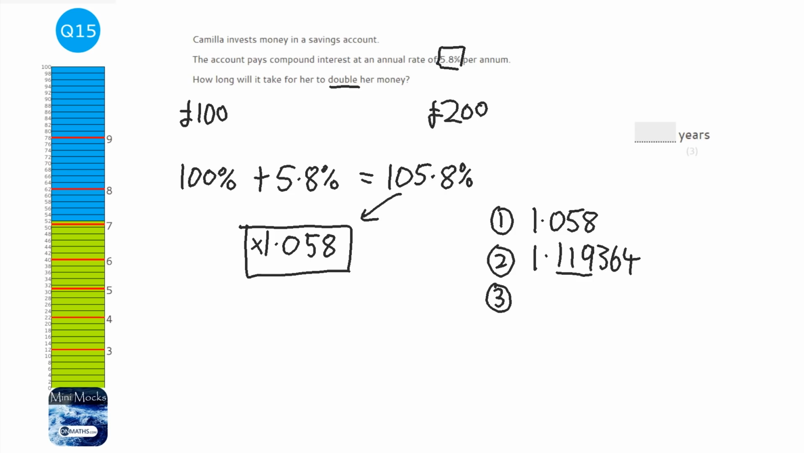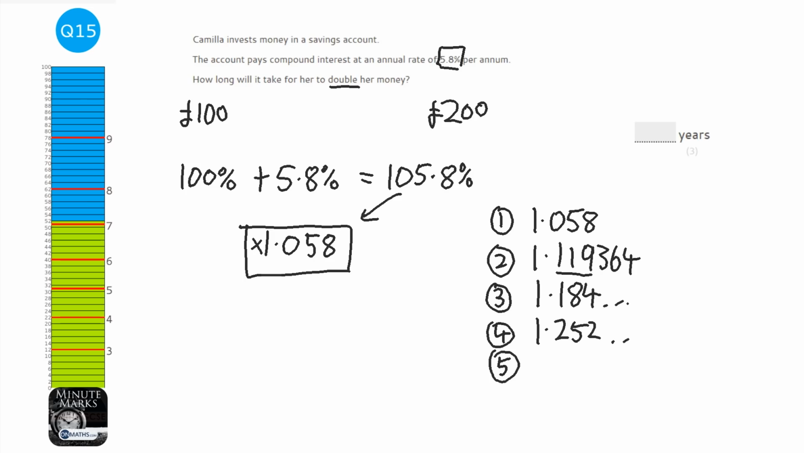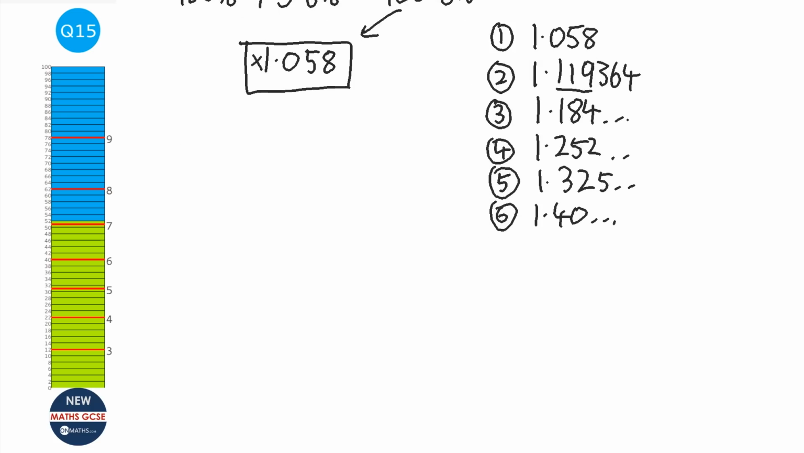So we keep going, and something you can do is you can press on the calculator answer times 1.058. And if you press equals, it will give you year 3, which is 1.184, blah, blah, blah. But all you need to do on the calculator is press equals again, and it will just do the times 1.058 to the previous number. So 1.252, so year 5, 1.325, blah, blah, blah. So it's going to take a while. 1.40. Let's scroll down a bit.